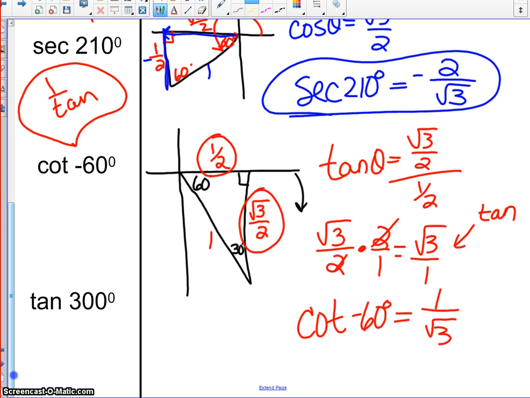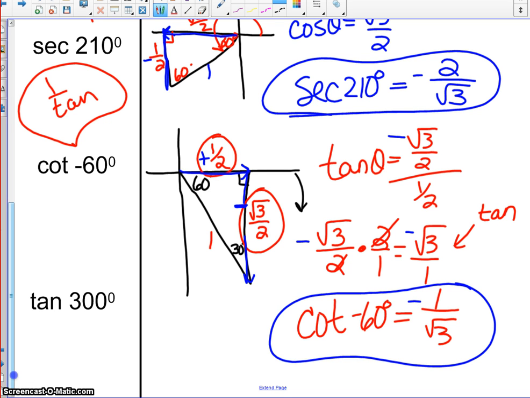I forgot something really important, and I apologize. I'm just realizing that I forgot my negative here. I need to think that that's negative. This is going in my negative direction here. This one's going in the positive direction, so I'm okay here. But this was negative, which meant this was negative, which means the answer in the end is negative. So I apologize that I missed that when I first looked at it. Okay, so our answer there, the cotangent of negative 60, is negative 1 over square root of 3.